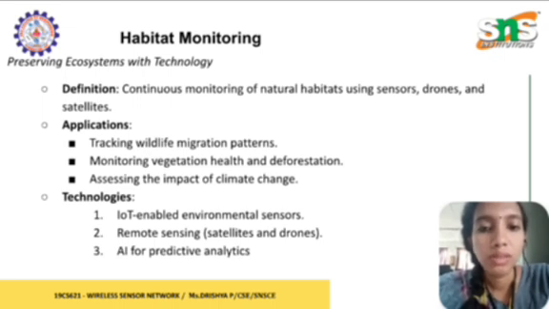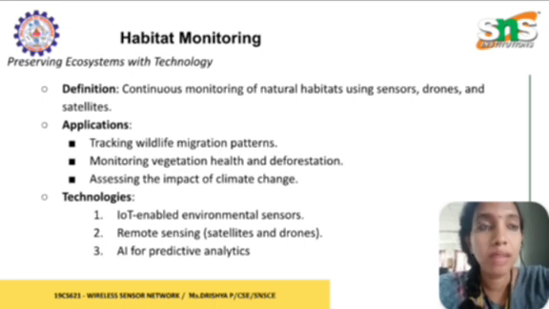So habitat monitoring is mainly preserving the ecosystem with technology. Migration patterns and health conditions, deforestation, vegetation health, and climate changes are sensed by wireless sensor networks. So this is the main application.